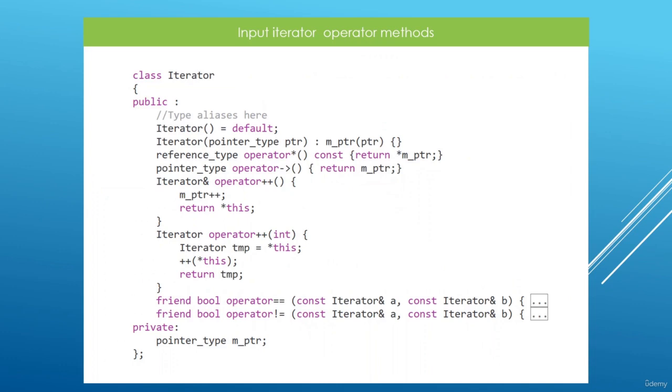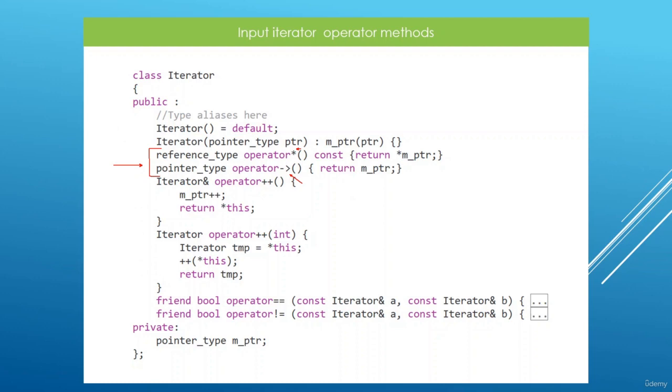Once we have this, we're going to look at some of the other operators we need to provide in our iterator. In this case, we are really trying to model an input iterator through which we can read. And the reading is going to happen through these two operators here. You can either use the dereference operator or you can use the pointer access operator here.